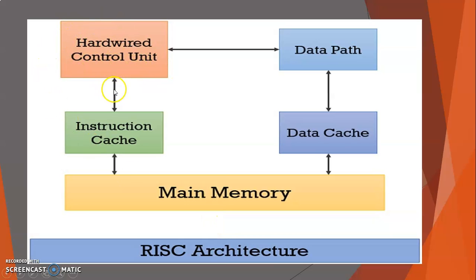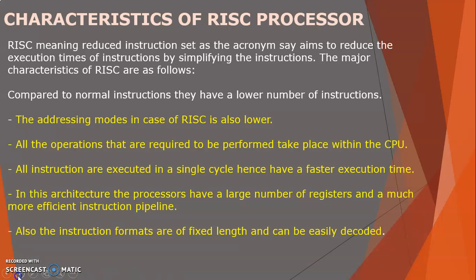A hardware control unit, then we have an instruction cache where we can store the instructions, the data path with source and destination, the data cache where we can store the data, and there is a main memory. Here we can store all the data. That is the RISC architecture.